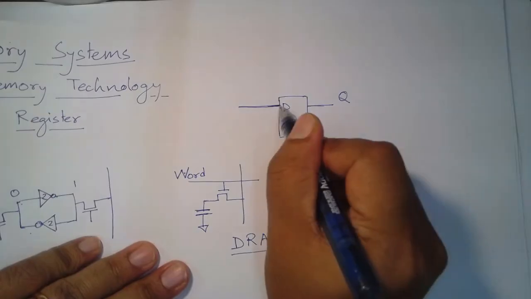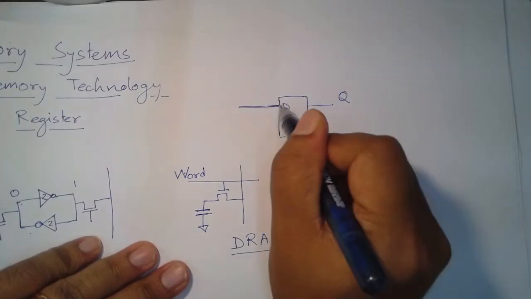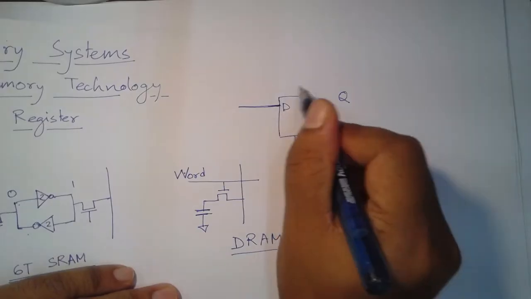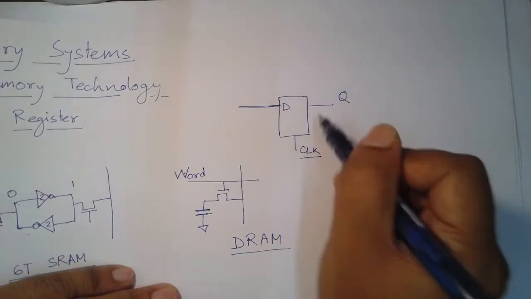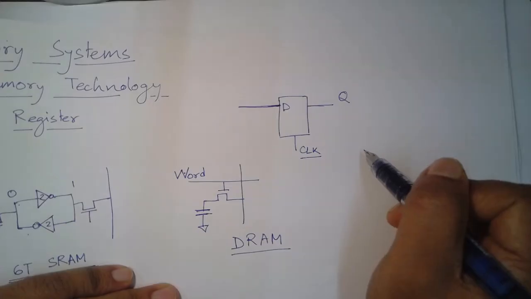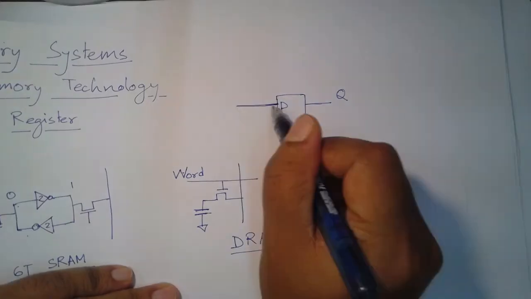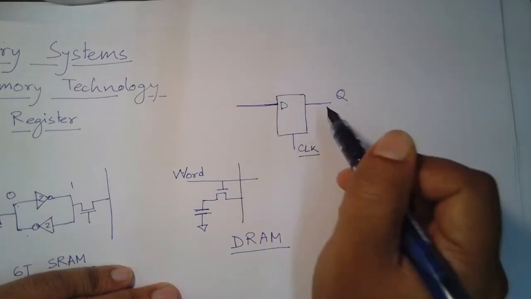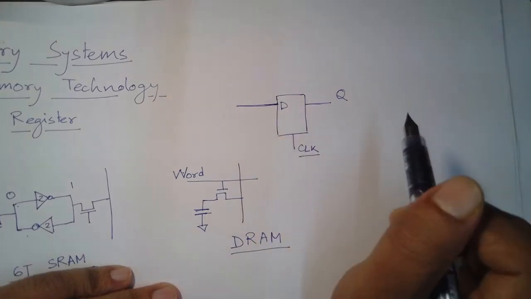So, it remembers what the last value of D was when the clock was high. As soon as the clock went low, that value is latched, and it is preserved and supplied to Q till the clock becomes high again, and when the clock becomes high again, D becomes transparent to Q. So, this is what a latch is. I hope this makes sense.